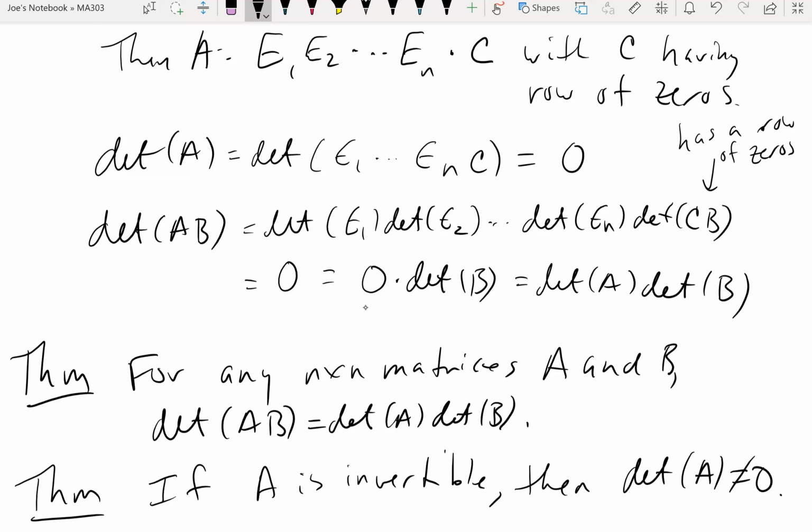If A is a product of elementary matrices, and the determinant splits up over those elementary matrices, you're taking a product of a bunch of things that aren't 0, which means it's not 0. Okay.